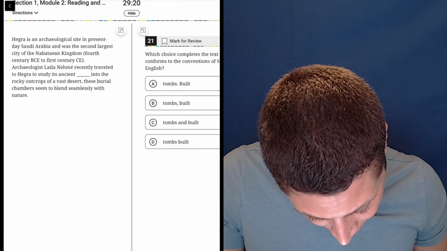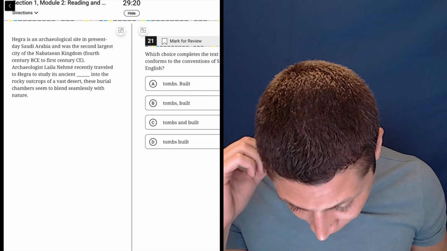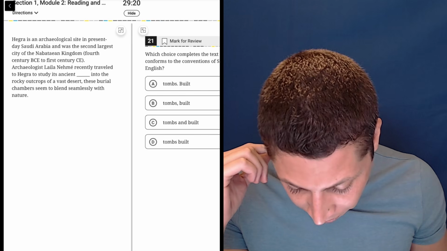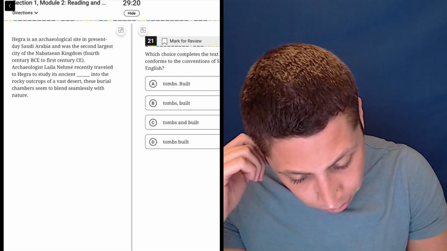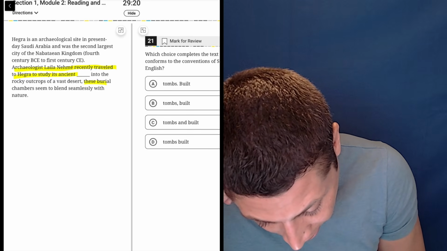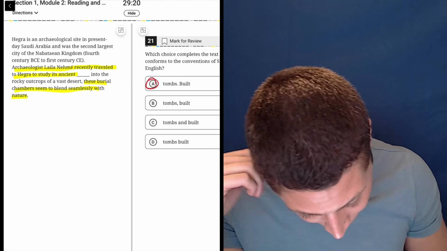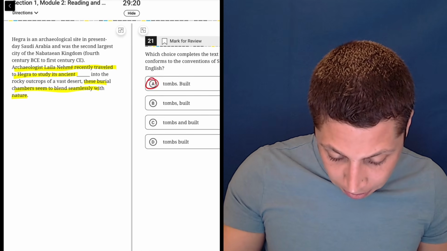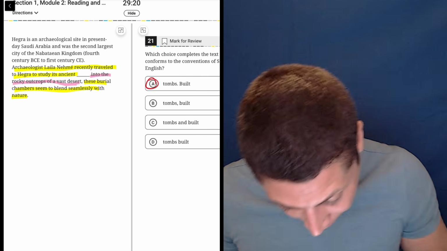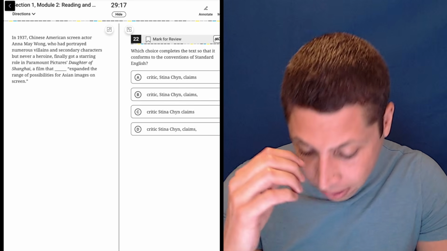Okay. All right, another sentence structure thing. Archaeologist Layla Nema recently traveled to Hegra to study its ancient tombs. Built into the rocky outcrops of a vast desert, these burial chambers seem to blend seamlessly with nature. Again, this is 2 sentences. Here's one simple sentence, and then we're going to start the second sentence here, so you need something strong, so it needs to be A. None of these others is going to do the job. Built into the rocky outcrops of a vast desert, that is just an intro clause for the second part. All right. All right, this looks like a positive.